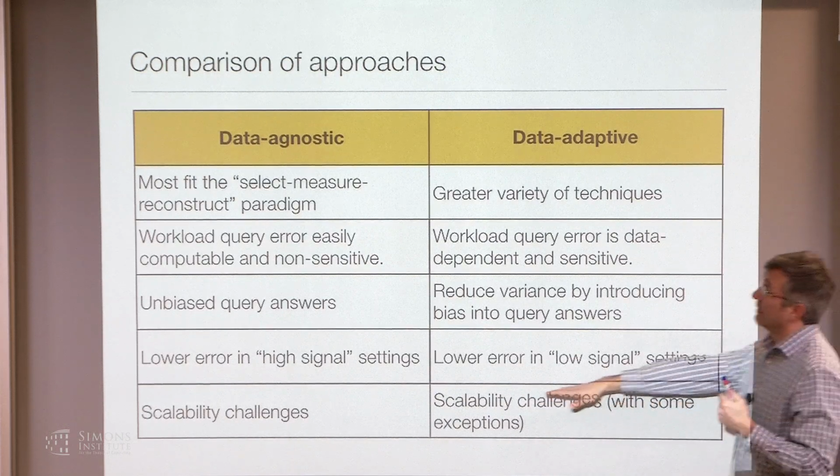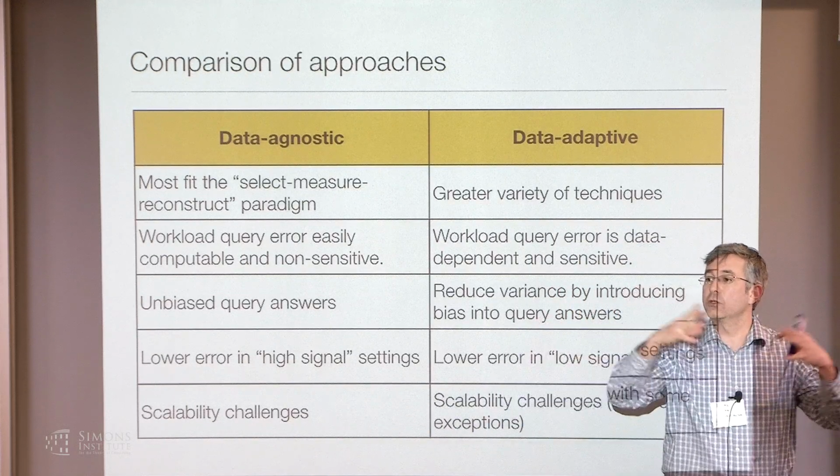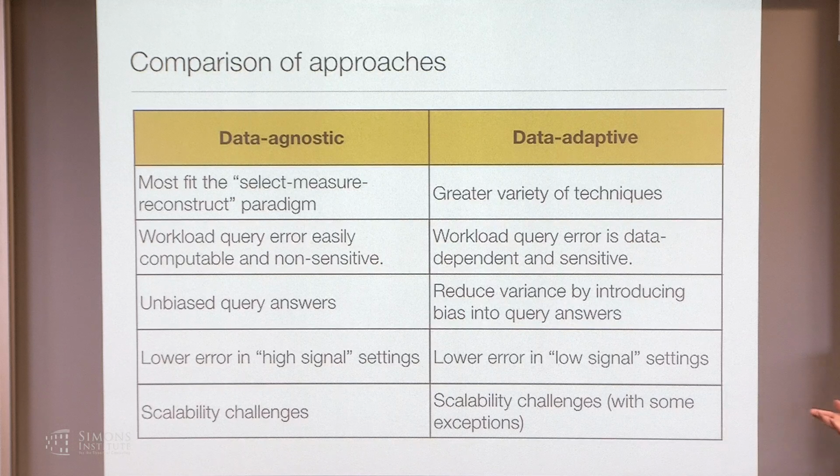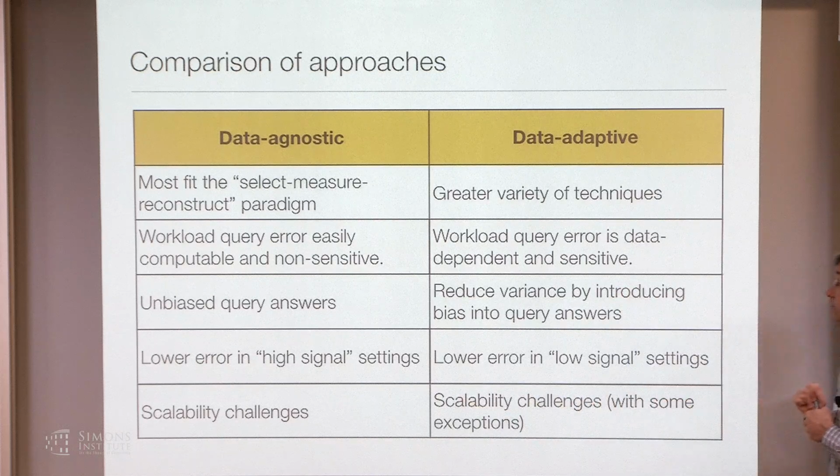Now, both of these approaches have scalability challenges. The biggest one in the data agnostic setting is this reliance on materializing the data vector, which is exponential in the domain sizes, or the product of the domain sizes of the attributes. And so it can really break down for high dimensional data.